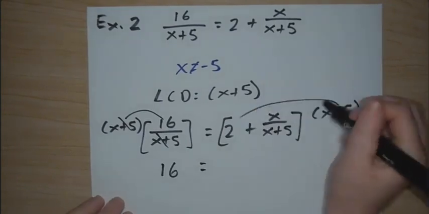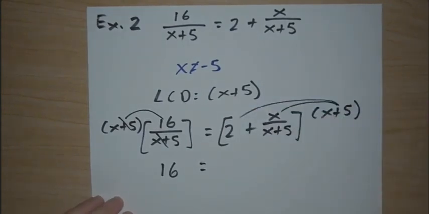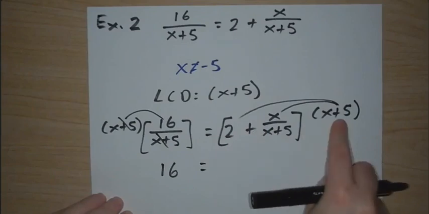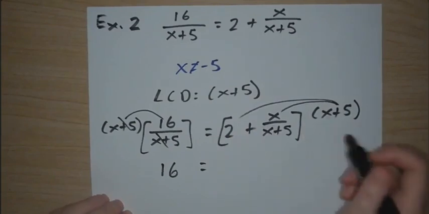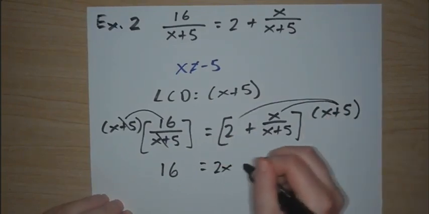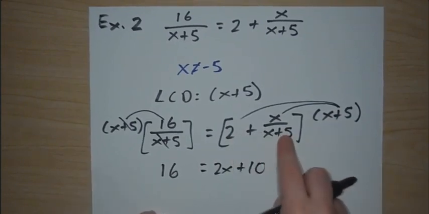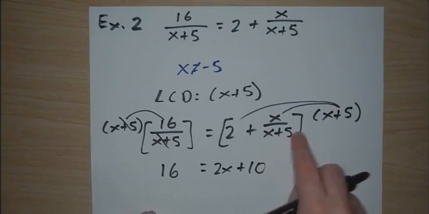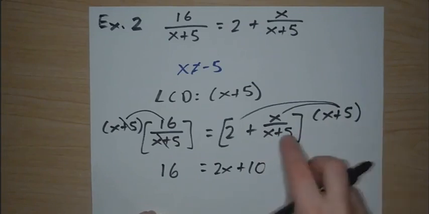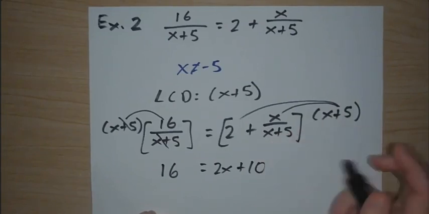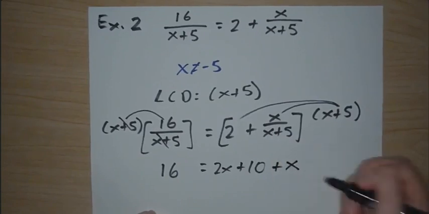This x plus 5 has two terms to distribute to. So we have 2 times x plus 5. That is 2x plus 10 for 2 times x plus 5. And for this term right here, x over x plus 5 times x plus 5, the x plus 5s will cancel. So we're just left with positive x.